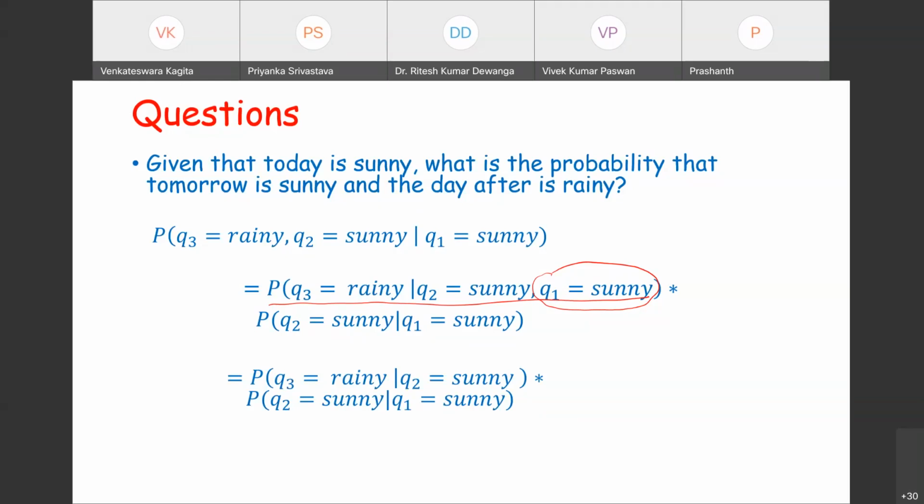So substitute, what is the Q3 rainy and Q2 sunny? I mean, what is the transition probability from sunny to rainy? Sunny to rainy. I don't have the table. You only have sunny to rainy 0.05 and sunny to sunny 0.8. So multiply them. Yeah, so 0.04 is the answer. Right.